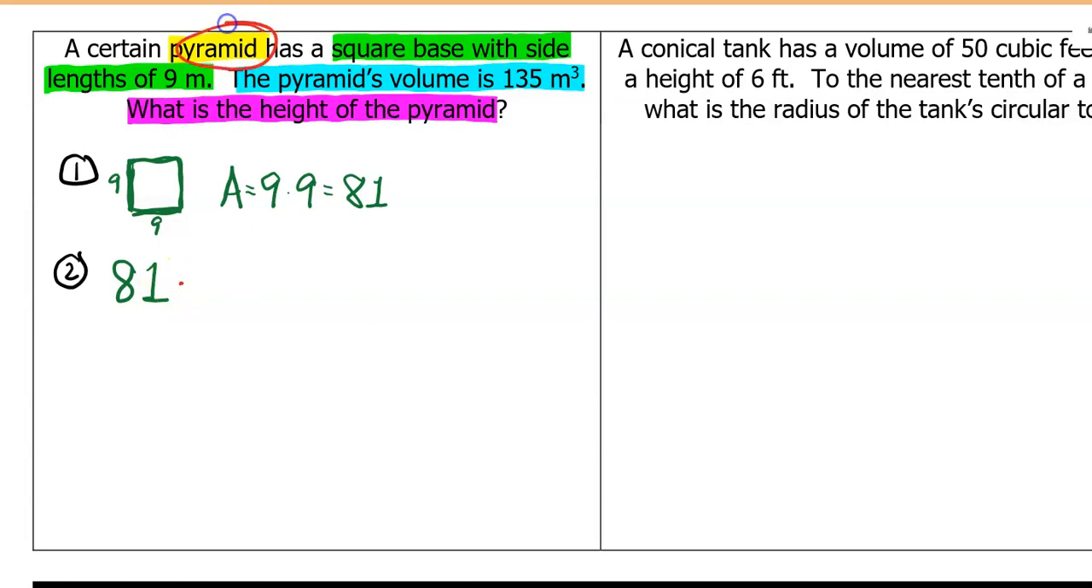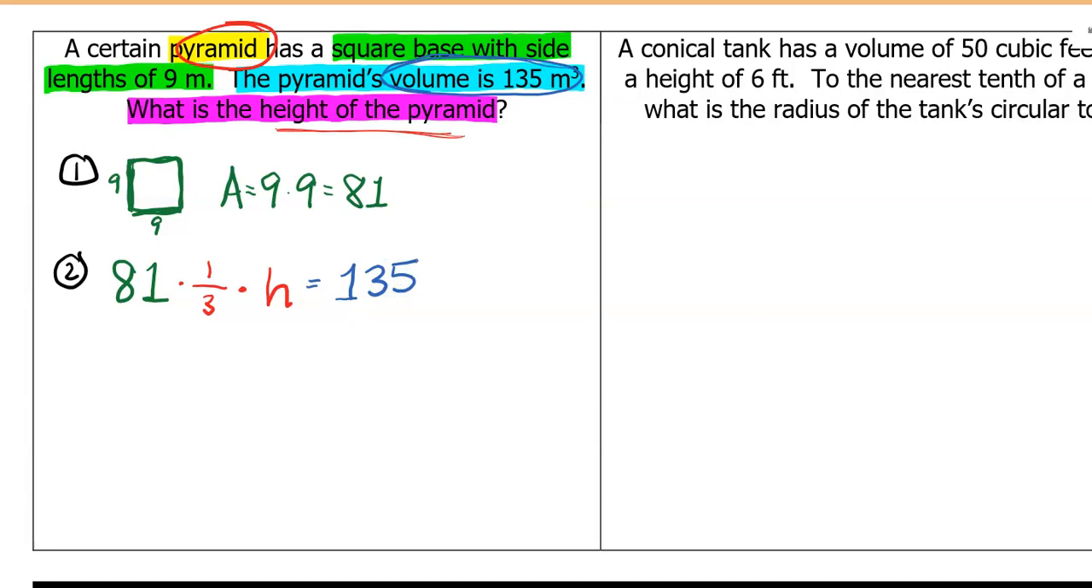Then they told me it's a pyramid, so that makes a 1/3 show up in my formula, times the height of the pyramid, or the distance to get to the apex. The trouble is they didn't tell me that, so I'm going to leave that as an H. I'm going to use this other piece of information they gave me, that the end result, the volume, is 135.